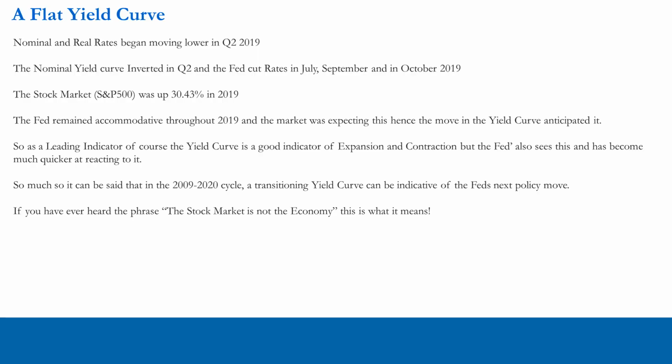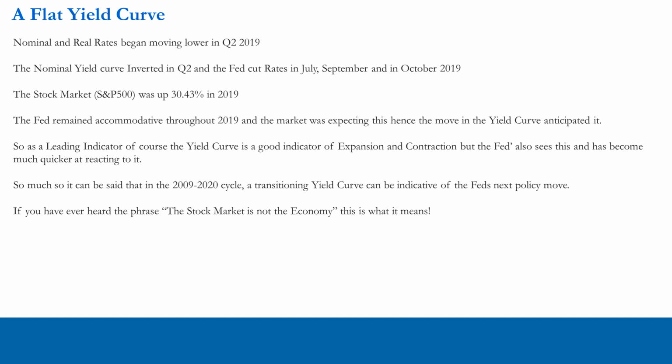What was actually happening there? Well, nominal and real rates began moving lower in the second quarter of 2019. The nominal yield curve that we've been looking at inverted in Q2, and the Fed cut rates in July, September, and October 2019. The S&P 500 was actually up 30% that year. The Fed basically remained accommodative throughout 2019, and the market was expecting this. Hence the move in the yield curve, anticipating it.